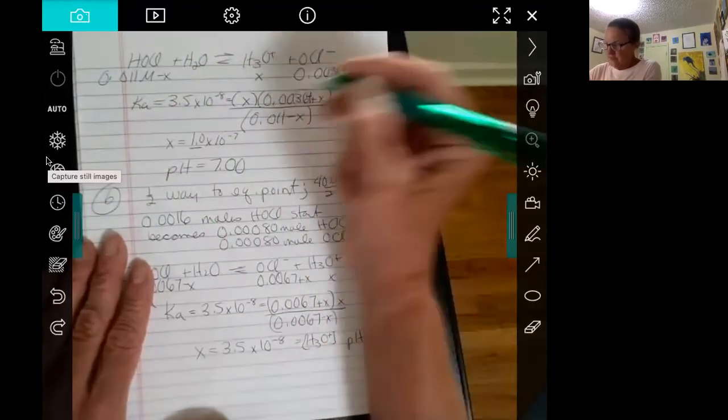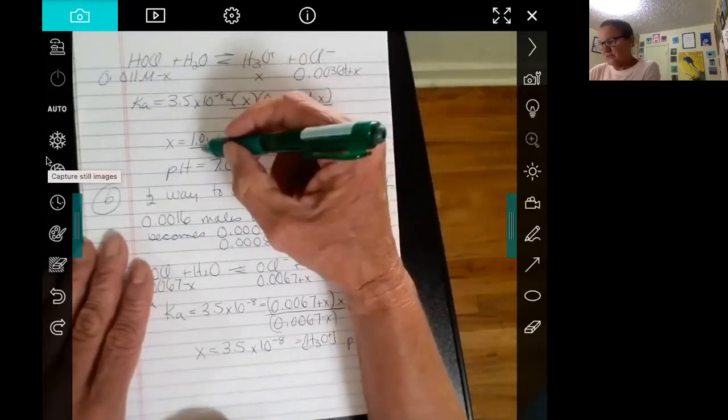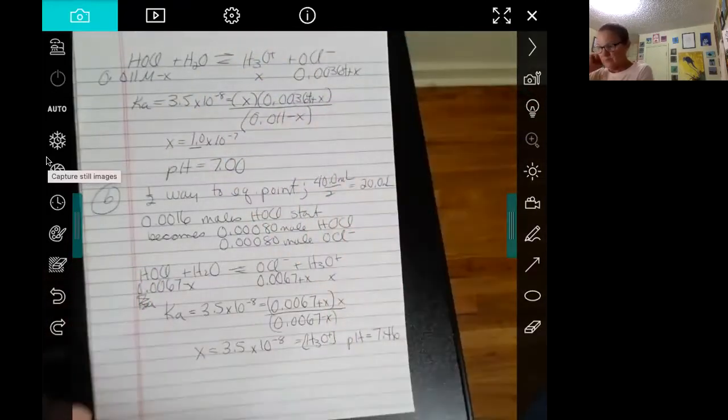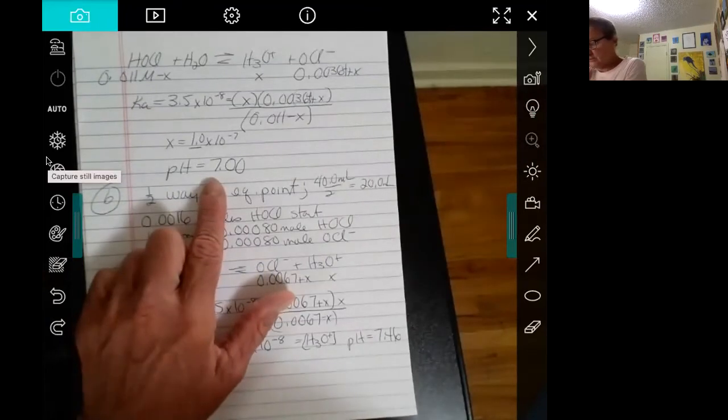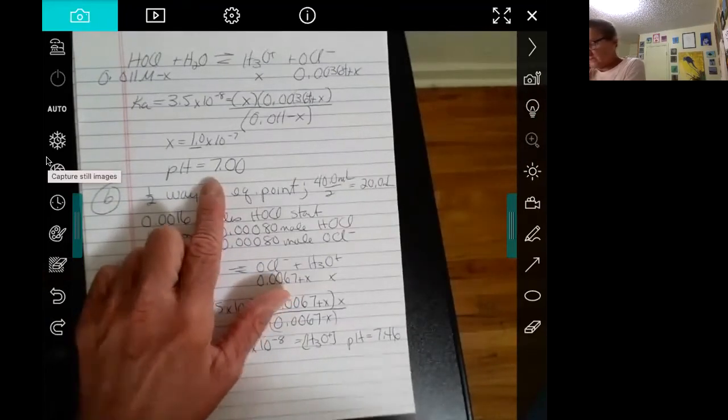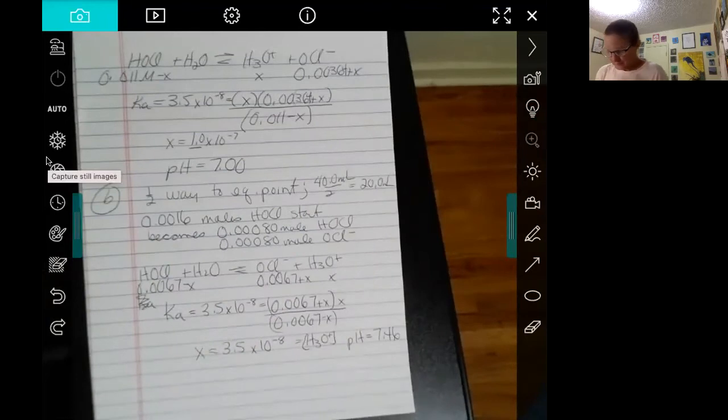Remember that the number of sig figs to the right of the decimal in a pH is determined by how many sig figs my number has, and the number to the left of the decimal in a pH is considered an exact number.